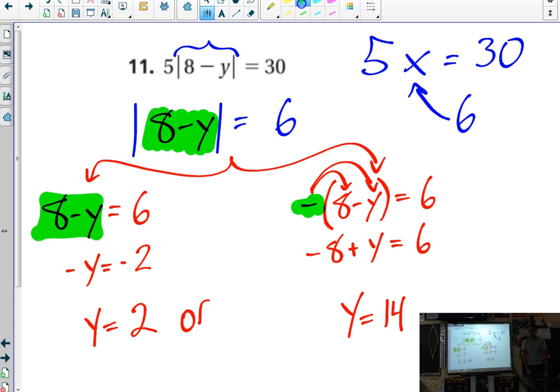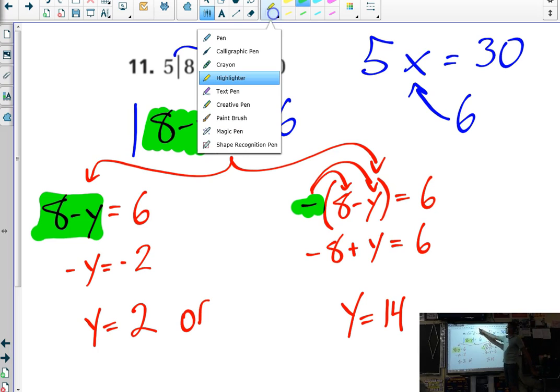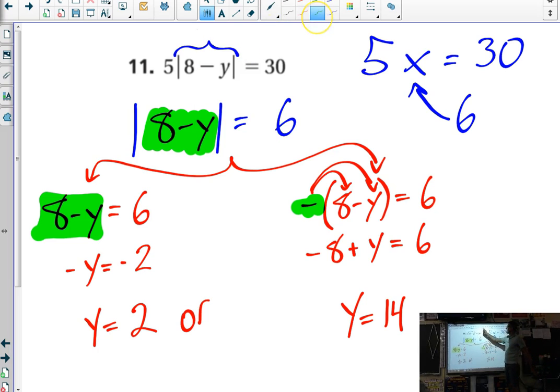And some people like to write the second option as 8 minus y equals negative 6. What if that quantity had been negative? That won't change your answer. You'll end up with the same thing. So whether you invert, make the absolute value quantity the opposite of the original, or make what it's equal to the opposite, you just have to isolate the absolute value first.